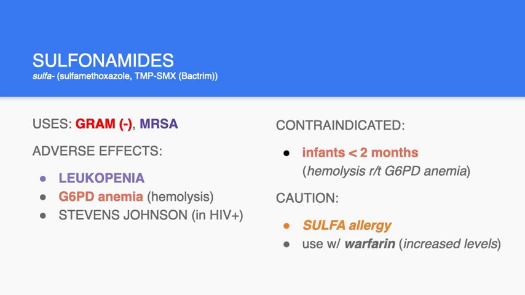This medication class is contraindicated in infants less than 2 months, and this is because of the hemolysis related to G6PD anemia. I didn't have that on any of my tests, but it's just something good to keep in the back of your mind. You want to use a lot of caution if the patient has a sulfa allergy. They like to test on that a lot. So just remember with Bactrim and sulfamethoxazole that you want to avoid these if your patient has a sulfa allergy. You also want to use caution if you're using the medication with warfarin, as sulfonamides can increase the levels of warfarin.